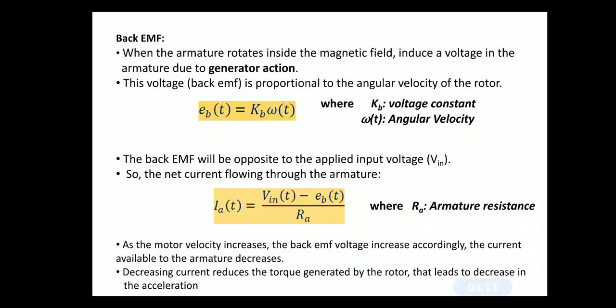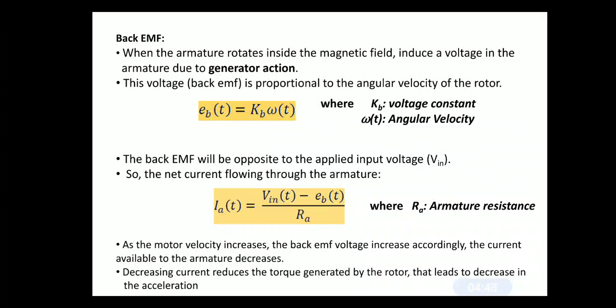Because of this, the net voltage inside the armature will be the input voltage minus the induced EMF, that is V in of t minus EB of t. Thereby, the resultant armature current Ia of t will be equal to the net voltage divided by its resistance, that is V in of t minus EB of t divided by Ra, where Ra is the armature resistance.